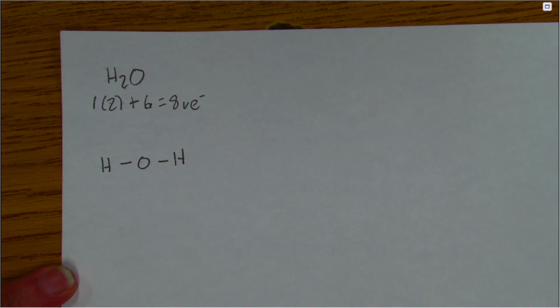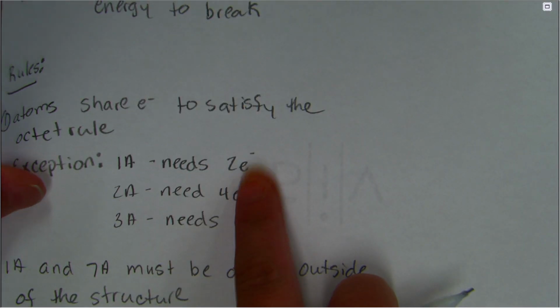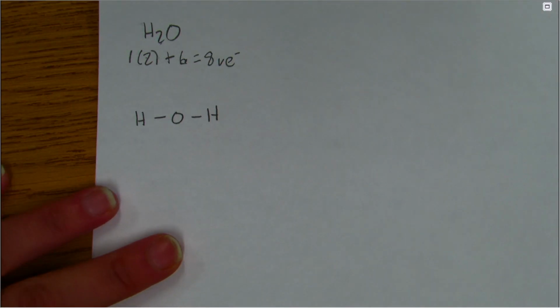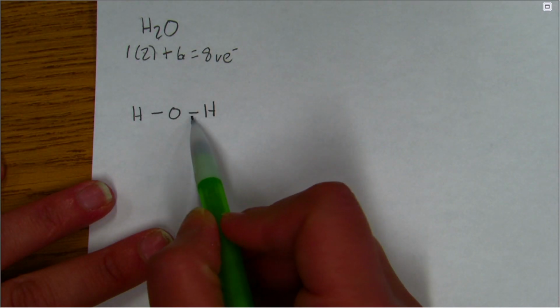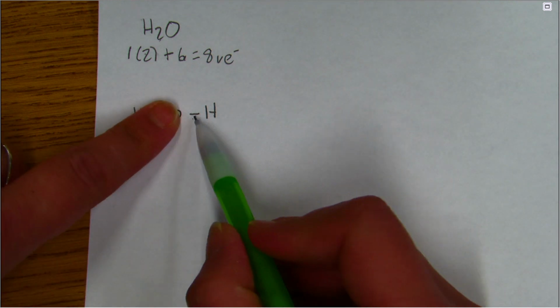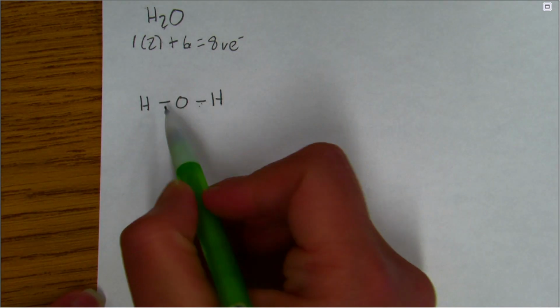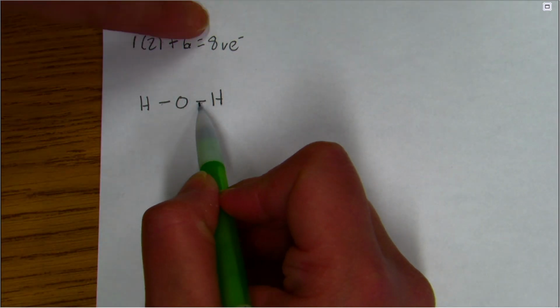Now also hydrogen is in group 1A, and remember group 1A needs 2 electrons. This is why it goes on the end, because it can never be in the middle and have more than 2 electrons. All right, so we add in a single bond. Each hydrogen now has 2 electrons. My structure so far has 4 electrons. I need to put in 8.